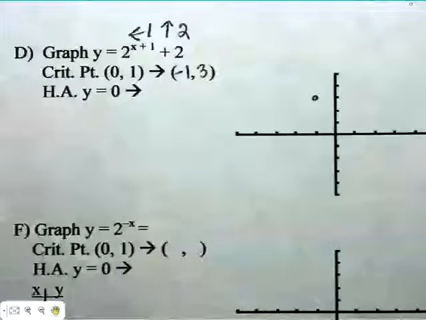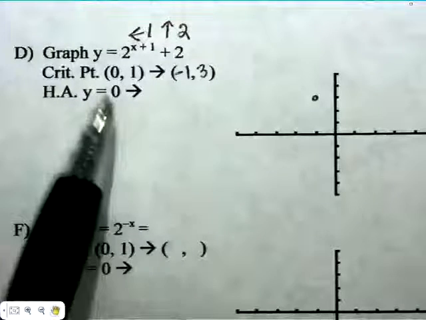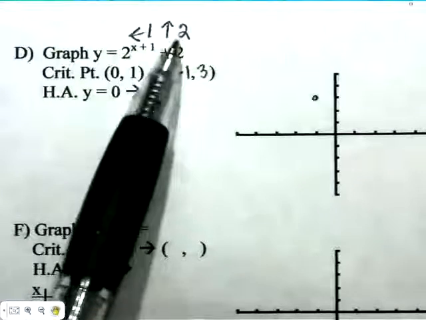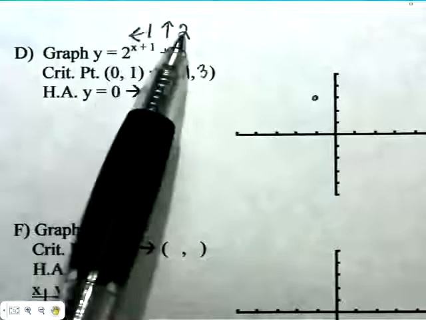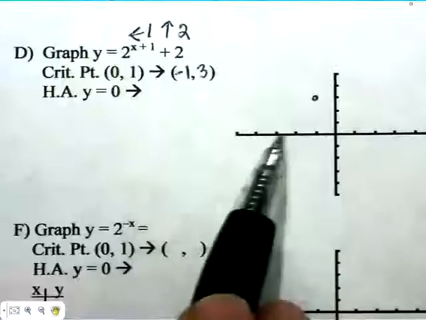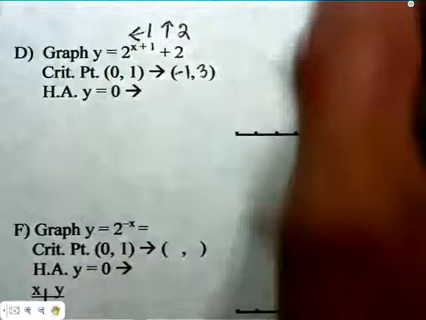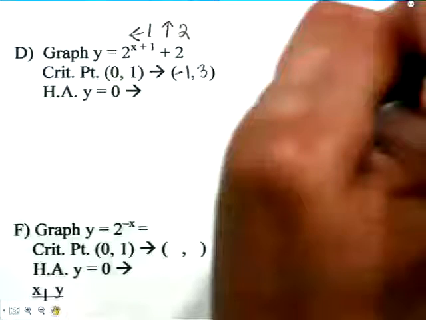Now, what's affecting this asymptote? Moving it to the left 1 or up 2? The vertical shift is going to shift that asymptote. The asymptote was at 0. If you shift that up 2, now it's at 2.